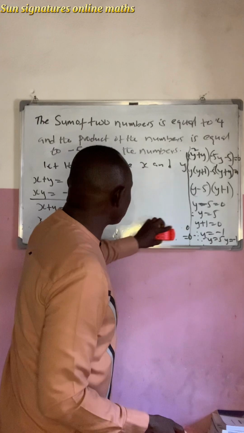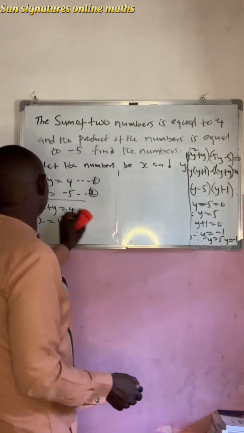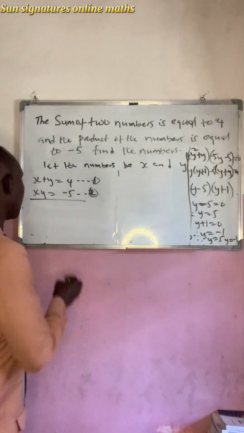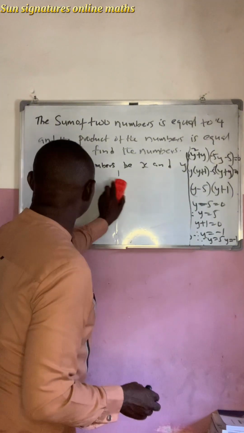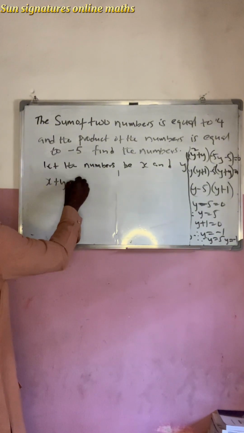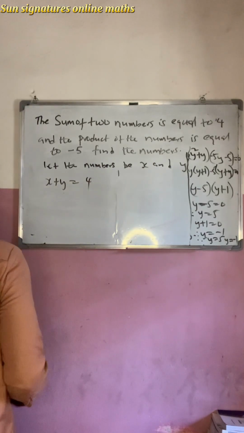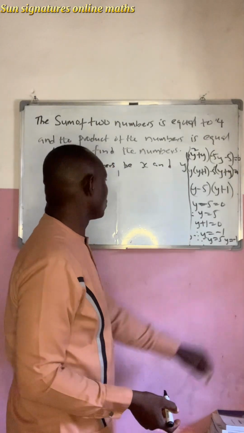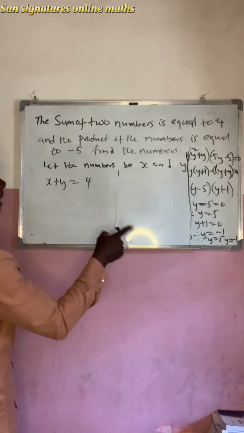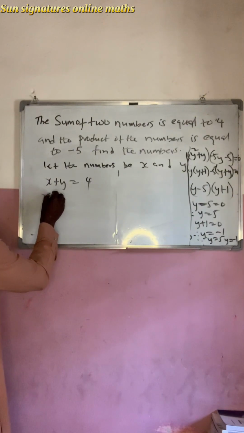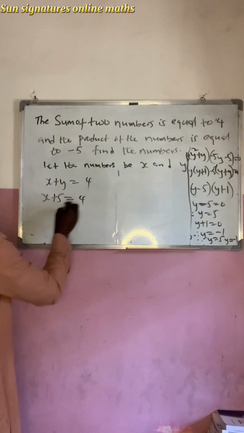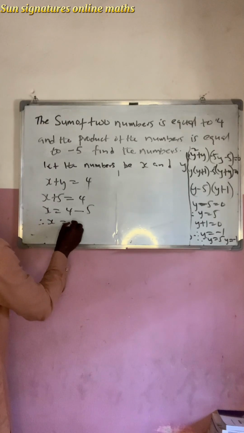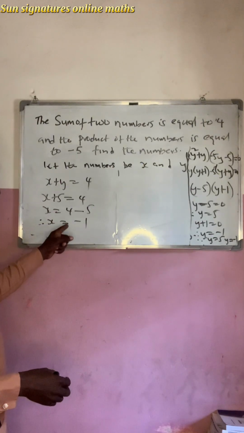To find the values of x, we substitute the values of y into any of the equations. Now, if we are taking equation 1, x plus y is equal to 4. Now we know that the values of y are y is equal to 5 and y is equal to -1. So if I substitute the value of y as 5, I have x plus 5 will be equal to 4. x now will be equal to 4 minus 5. Therefore, x is equal to minus 1. That is the first value of x.